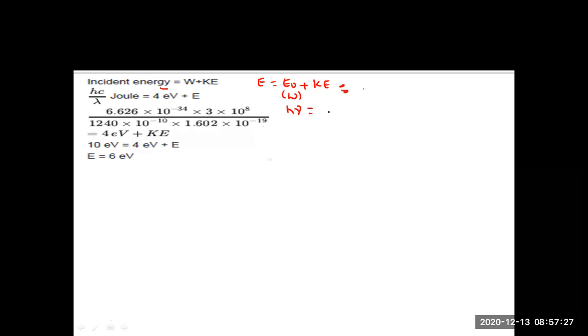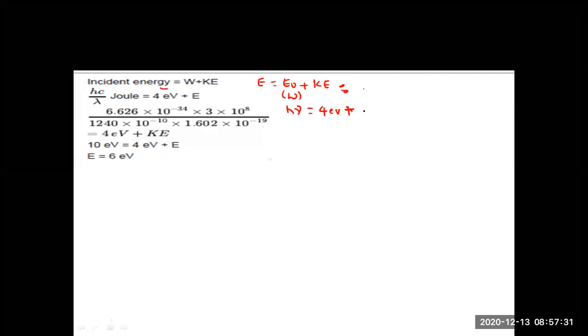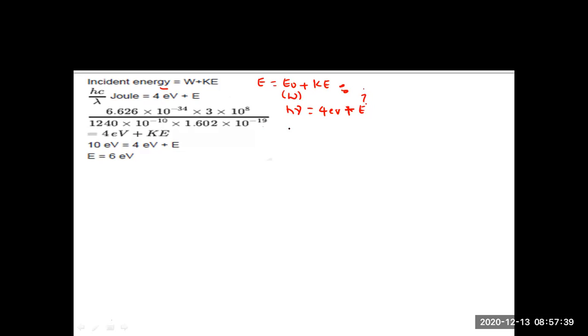They have given 4 electron volt, plus the kinetic energy, which you need to calculate. Let's substitute the remaining. h nu is what? Nu is nothing but c by lambda, equal to 4 electron volt plus E. Am I right? Now let us substitute and simplify further.